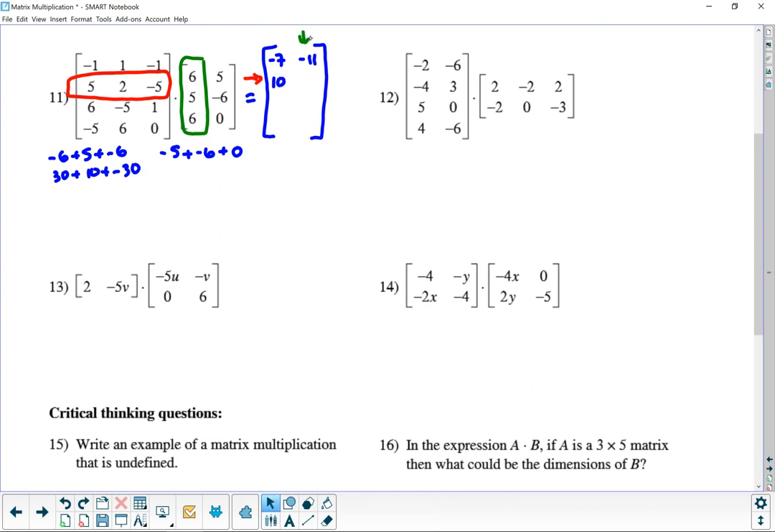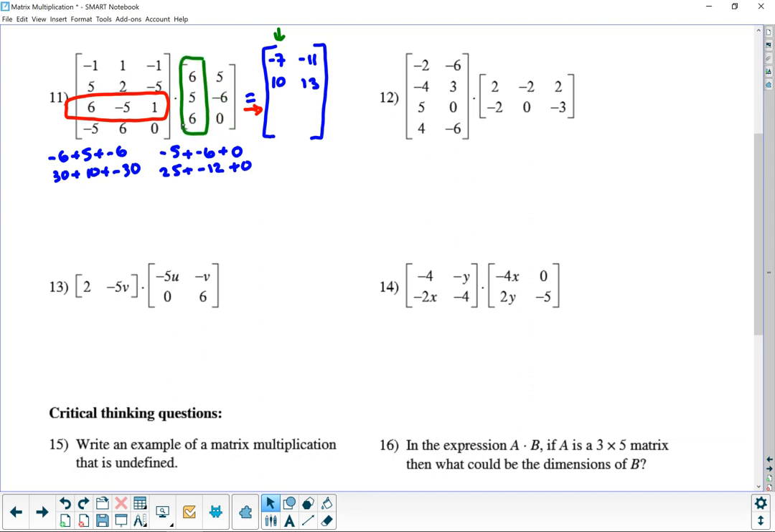Okay, if I need this next spot right here, then I will move to the second column. Okay, do the math again. 5 and 5, 25. 2 and -6, -12. 5 and 0 is 0. So 25 minus 12, right? That's going to give you 13. Okay. So the next one, third row down, first column.